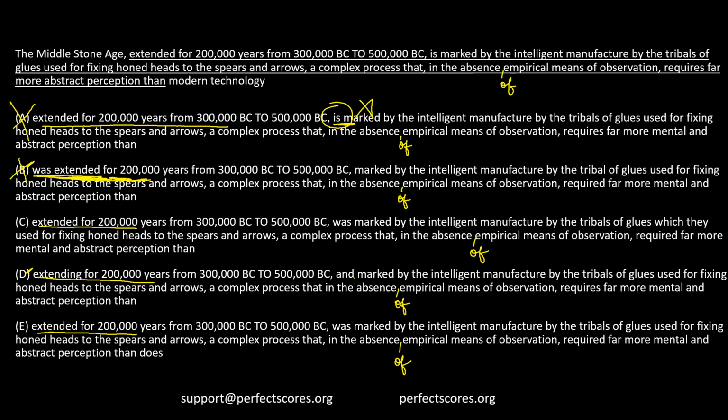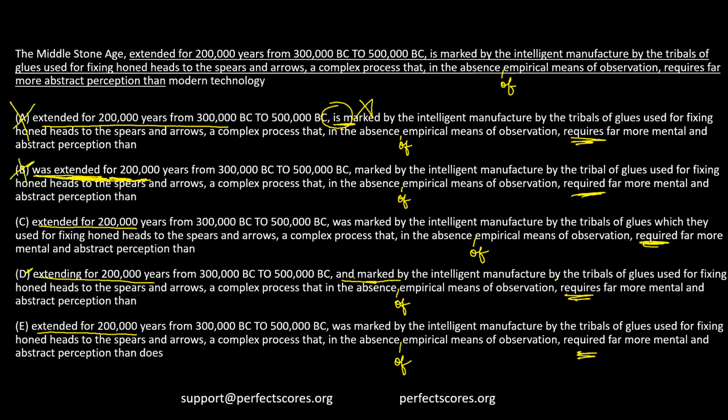Okay, Lakshmi, you chose D. And marked by the intelligent manufacturer. So this is same in all, manufactured by the tribals of glues. Tribals of glues used for fixing heads, a complex process that in the absence of this requires. Okay, one choice I want you to make is between required and requires. Which one do you think is better? Do you think that process still exists? No, it doesn't exist because it's so old.